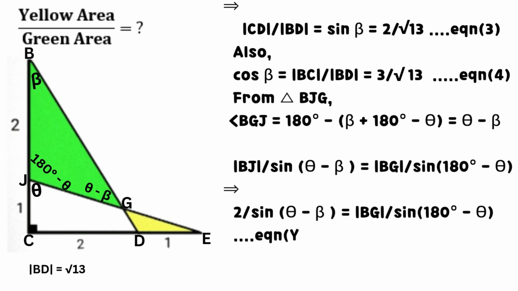From triangle BJG, angle BGJ equals theta minus beta, as shown on the screen. Line BJ divided by sine of theta minus beta equals the value shown. It means that 2 divided by sine of theta minus beta equals the result shown. We call it equation Y.